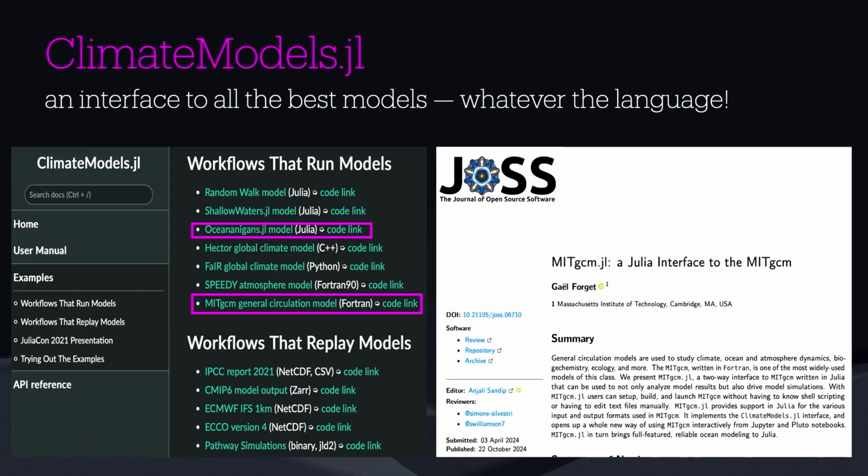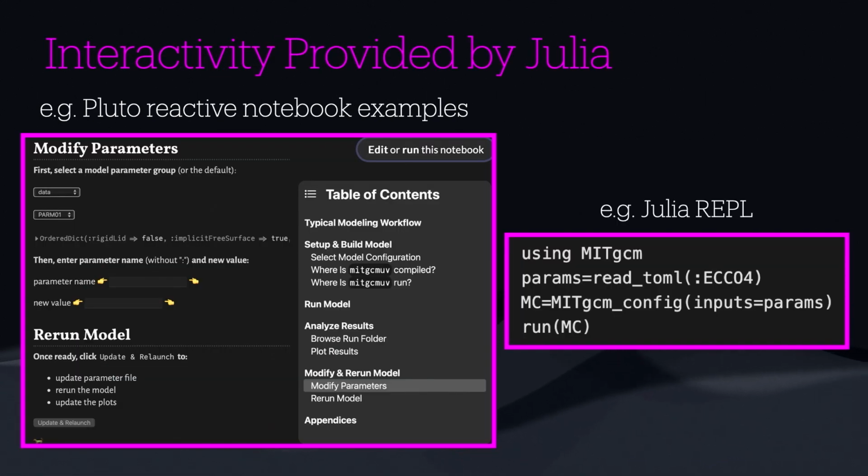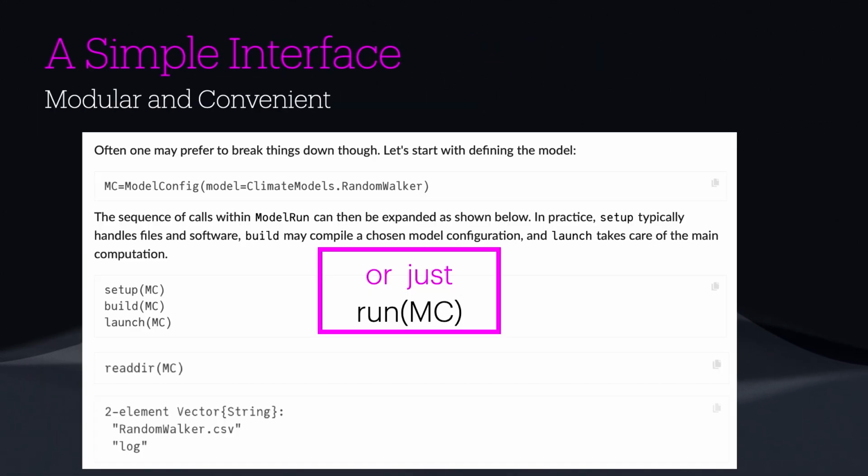I've already shown this. ClimateModels.jl is a general interface that's really using files as a beginning point and an end point. It integrates various models that you can run that are somewhat light, MITgcm in particular through MITgcm.jl. I've already said this, there's interactivity coming from Julia.